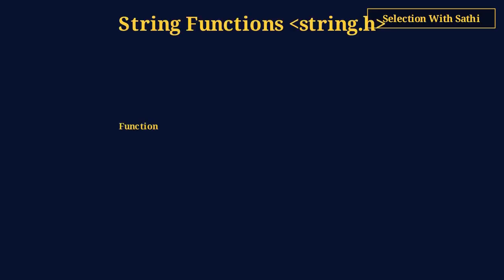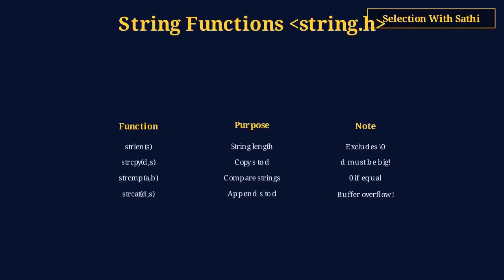Fourth concept, string functions from string.h. strlen returns the length of a string, not counting the null terminator. strcpy copies the source string into the destination, which must be large enough. strcmp compares two strings lexicographically, returns 0 if they are equal, a negative value if the first is smaller, and a positive value if the first is larger. strcat appends the source to the end of the destination.